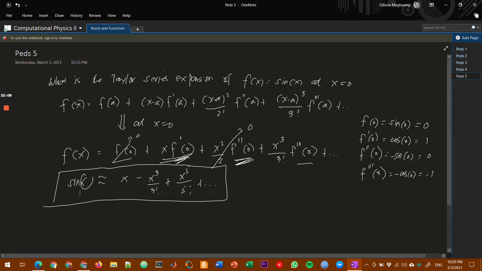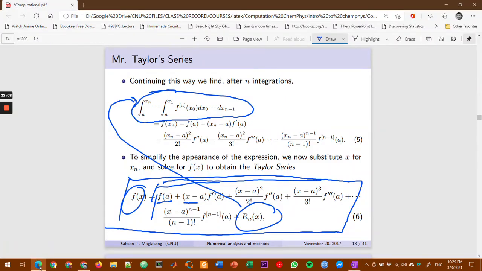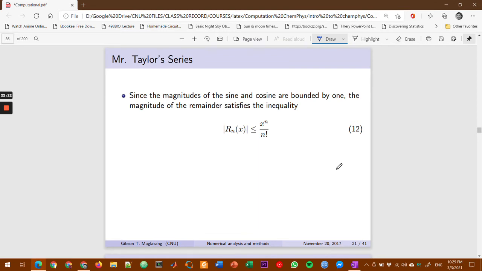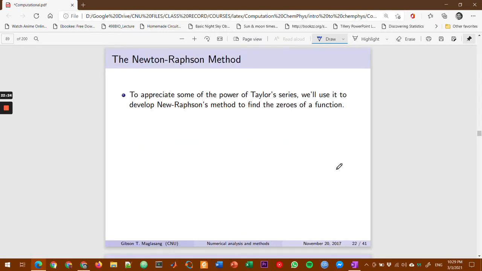Okay? So we'll go back to our lesson. How is this related to our root finding topic? It's very related, because that's where Newton-Raphson comes from. We can appreciate more the power of Taylor series when we use it in developing the Newton-Raphson method, which is a much more sophisticated method in finding the roots of a function, and it is more efficient.